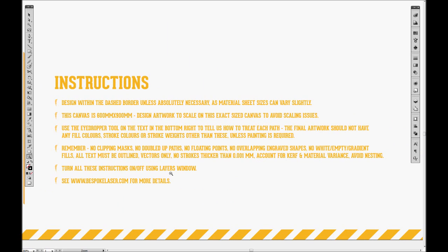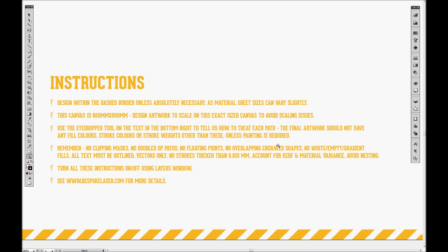Now, in that example, we covered the clipping masks, no doubled up paths, no floating points, no overlapping engraved shapes, no white empty gradient fills, etc. All text must be outlined, vectors only, and no strokes thicker than 0.001 millimeters. Accounting for kerf and material variance is the next issue.